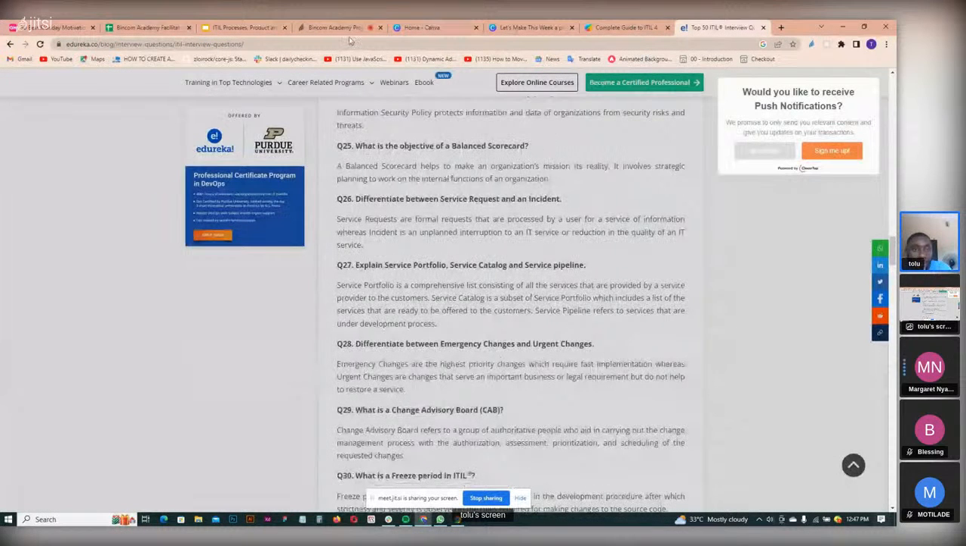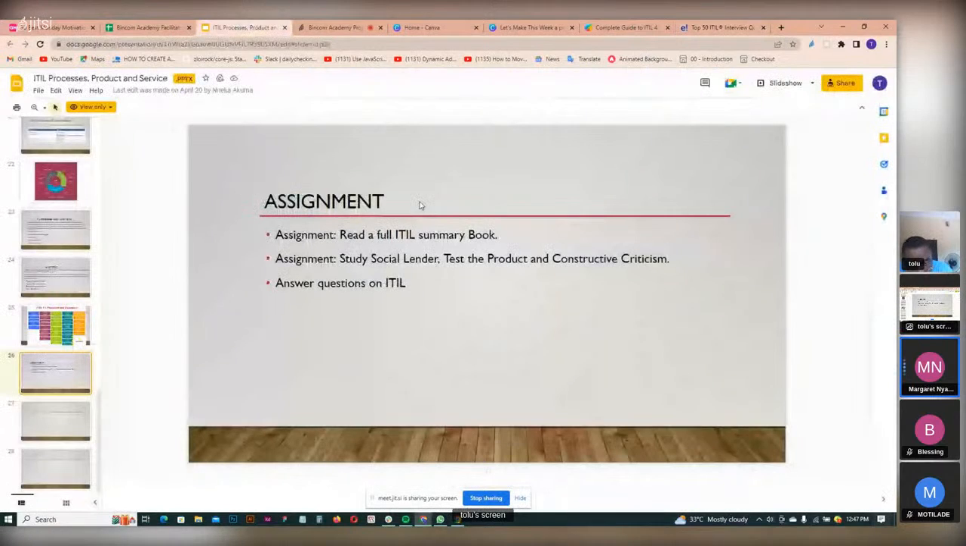Okay. Yeah, I didn't understand the second question. As I study Social Lender, test the product and give constructive criticism. All right, so Social Lender is your app that the company uses. So basically, it's for testing. What are they calling it?